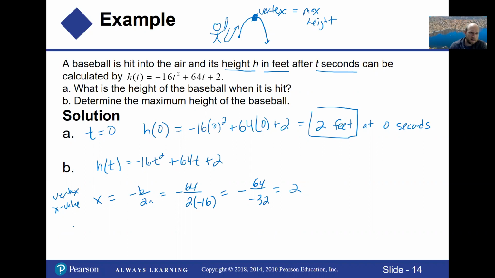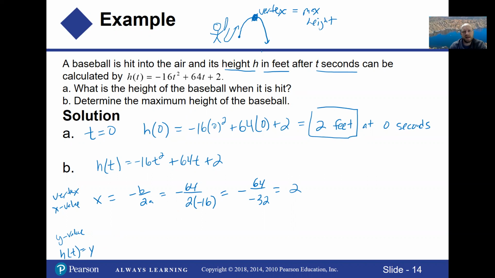And then what is the y value? The y value is really what we're worried about, because that is h of t. H of t is equal to y. H of t is the height, the equation for the height. So when I find my y value, that's going to allow me to find the maximum height. It gives me the y value of the vertex.